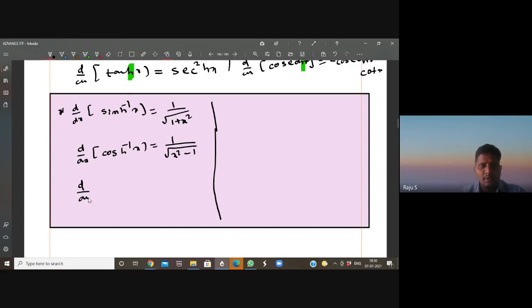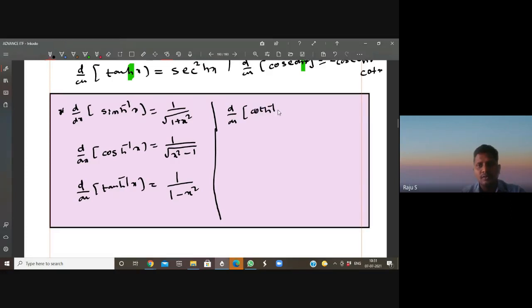What is d by dx of tan h inverse of x? What is the derivative of tan inverse x? 1 by 1 plus x square, but here it is 1 minus x square. That's all. See, sine inverse is negative, sine h inverse is positive, tan inverse is positive, tan h inverse is negative. Like that, the remaining values.